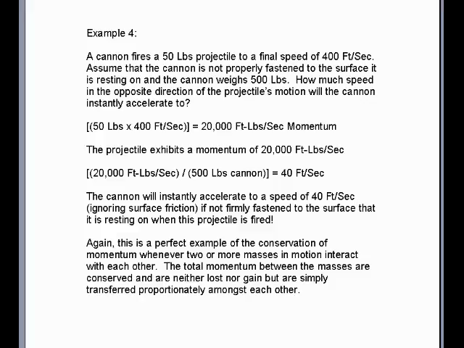The projectile exhibits a momentum of 20,000 foot-pounds per second by the computation of mass 1 times velocity 1. So that then applied to the mass of the cannon, 20,000 foot-pounds per second divided by a 500-pound cannon translates to 40 feet per second. The cannon will instantly accelerate to a speed of 40 feet per second, ignoring the surface friction, if not firmly fastened to the surface that it is resting on when this projectile is fired. Again, this is a perfect example of the conservation of momentum.